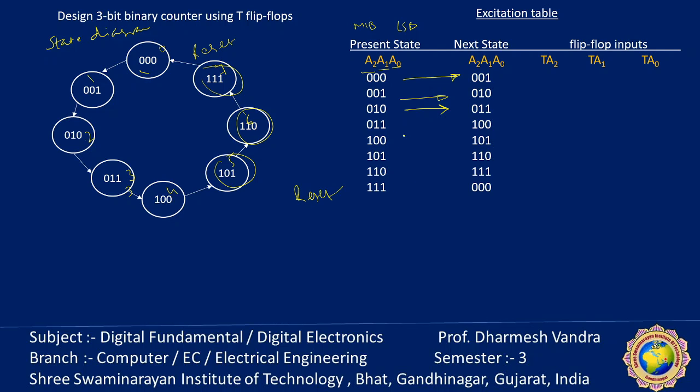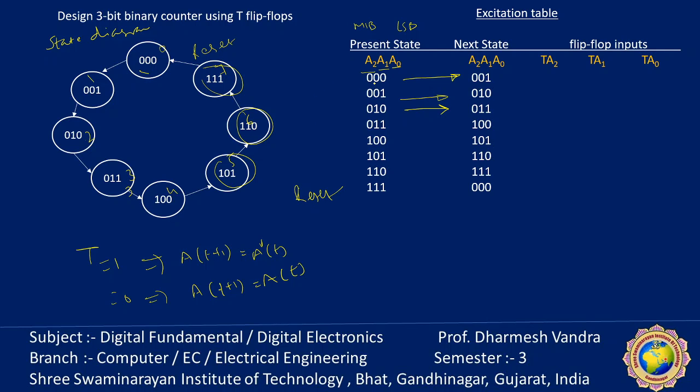in this way. Now in T flip flop, we know that T is toggle, means if T equal to 1, the output is toggled: A(t+1) equal to A(t) complement. And if T equal to 0, then A(t+1) equal to A(t).